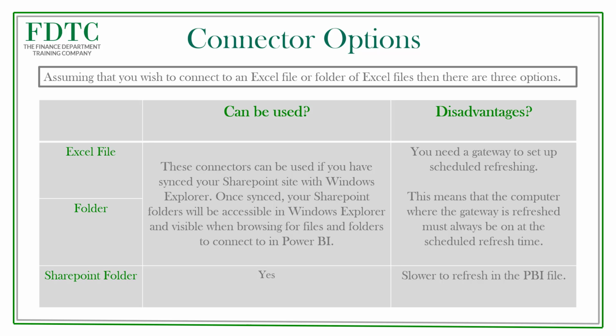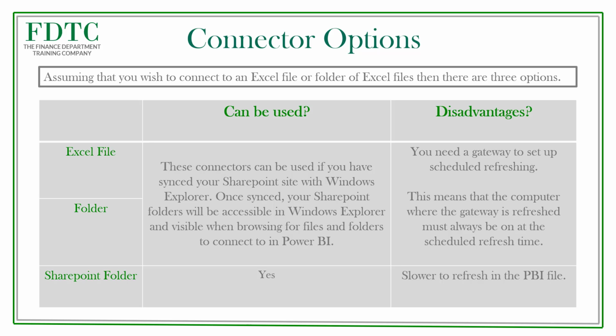However, there is a disadvantage to using these two options. If you'd like to take advantage of Power BI's ability to schedule automatic refreshing, then you have to use something called a gateway to allow this automatic refreshing with the Excel file connector or folder connector to occur. So a gateway is a piece of software that's installed on a single computer that allows Power BI Online to access files or folders of files that are not on a permanently online service. Now, in order for the gateway to work, the computer where the gateway is stored needs to always be on and always logged in. Now this means that automatic refreshing probably can't happen overnight or on weekends when an employee's computer is likely to be turned off.